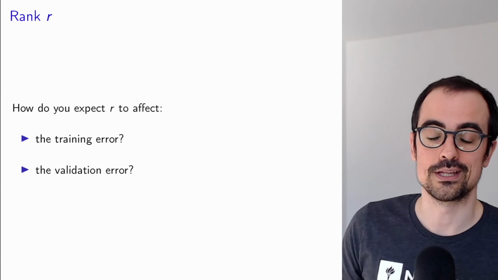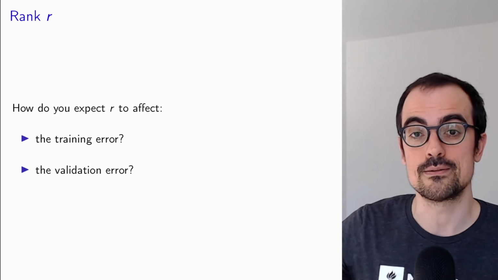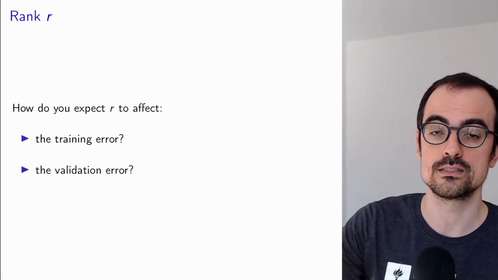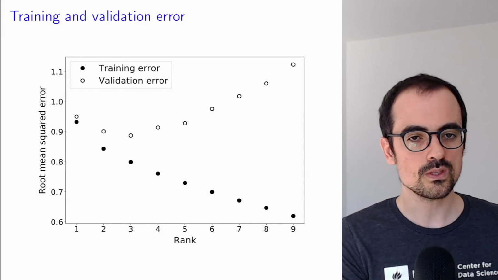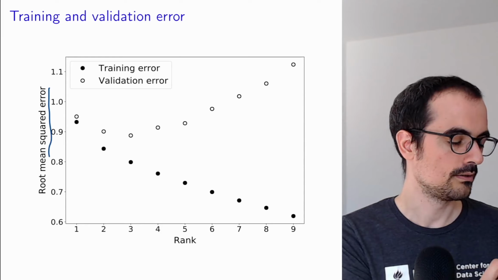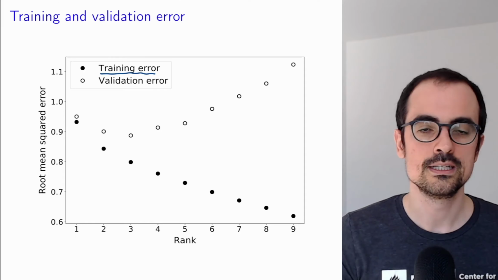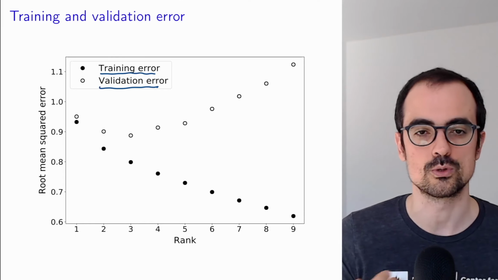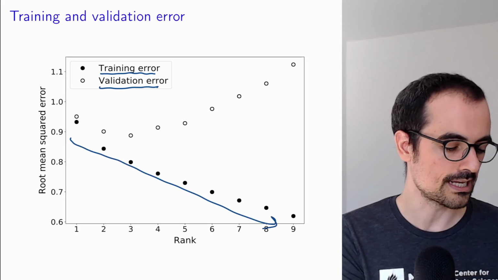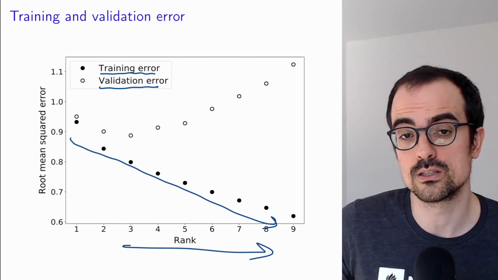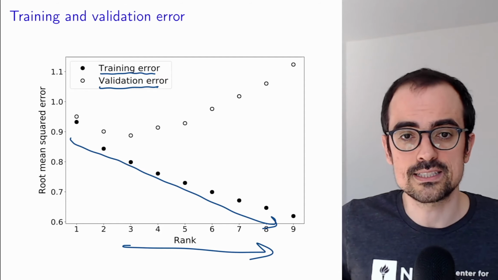I should have asked you to think about this too: you're not necessarily going to do better and better as the rank increases, because at some point you're going to overfit the observed entries. And this is exactly what we observe with our dataset. This is the root mean squared error for the entries that are indeed observed, so in the training set, and also for these held out entries that we're using as validation. What we see is that the training error just decreases as we increase the rank, which makes a lot of sense because we have many more parameters. We're able to approximate the dataset much better.